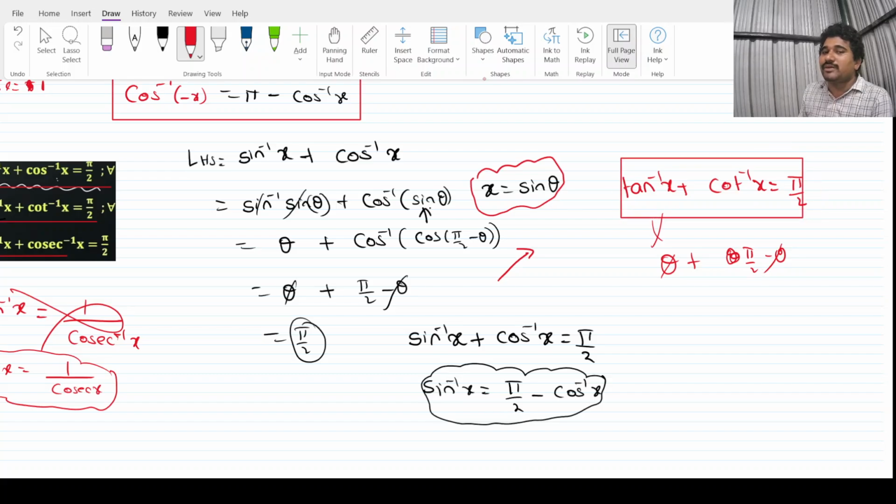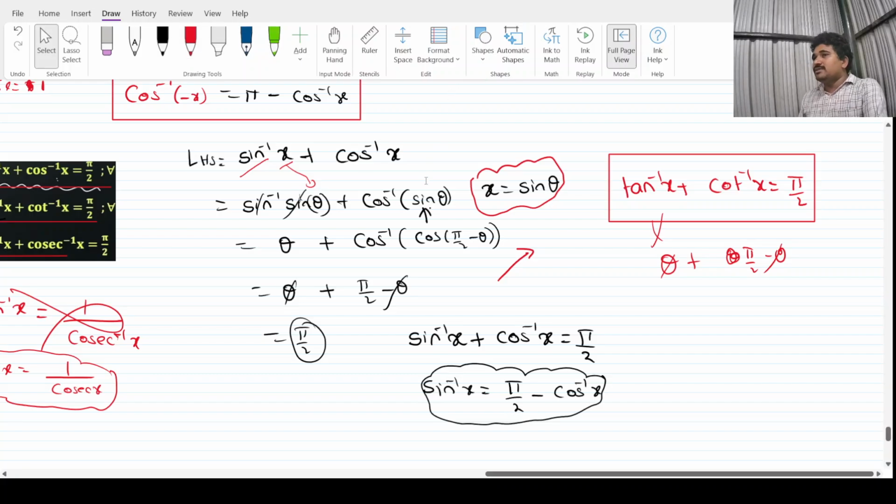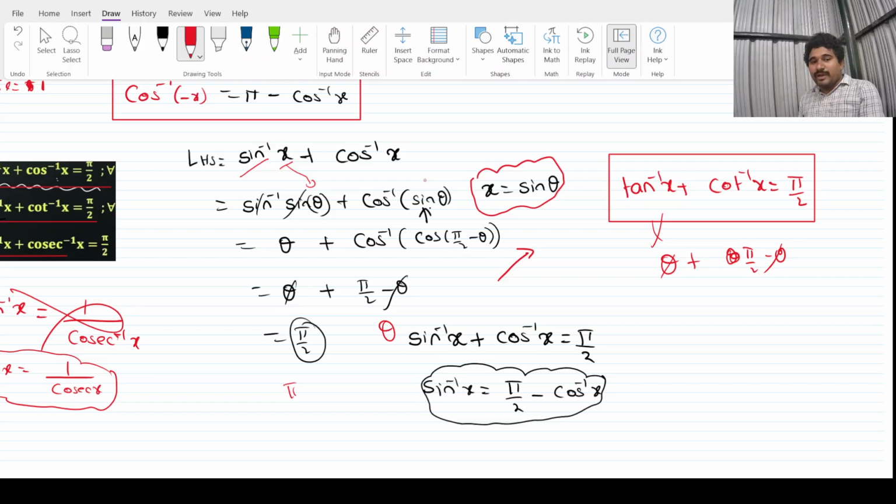What do you need to remember? Whenever you want to cancel sin, treat x as sin theta. That kind of understanding you should get. Suppose I have cos inverse, but I have sin, I can change sin into cos. X is equal to, you can do. Good. So what happens? This becomes theta, and this becomes pi by 2 minus theta. Cancel. Understand? Is that clear?